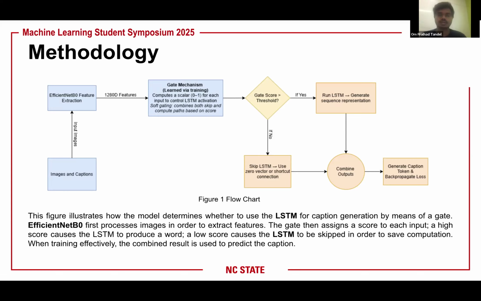Also, we have improved our data pipeline. We have now included caching, so the same images don't have to be processed again and again. And we have also used parallel processing, so our GPU is constantly fed with information. After the gate mechanism, we have a threshold, so it skips if the value is very low, and if it is required, then it runs and combines the output.